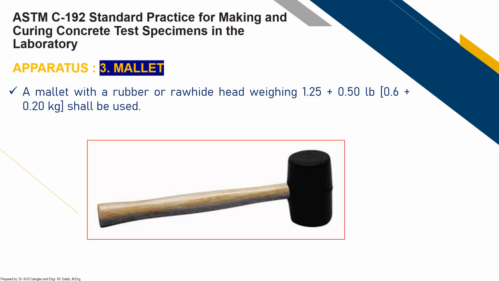Next, you are going to need a rubber mallet, for the consolidation process gihapon ni siya. Naay specific weight gihapon, that ranges from 0.2 to 0.6 kilogram. Dapat within that weight range lang ang atong gamiton nga rubber mallet. Okay, for consolidation process gihapon ni siya.